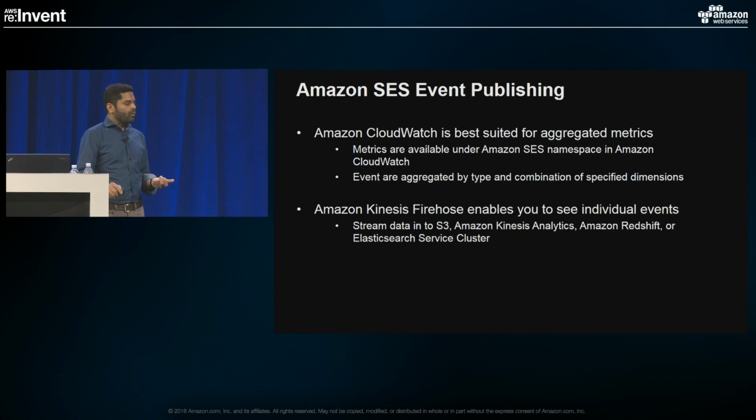You might want to know which one is better or which one you should choose. Amazon CloudWatch is great for aggregated metrics. You can use it to get 5-minute or 10-minute aggregated metrics for your campaigns. But with Kinesis Firehose, you will get each and every individual event. And from Kinesis Firehose, you can stream them into S3, Amazon Kinesis Analytics, Amazon Redshift, or Elasticsearch Service clusters. You will get it as a JSON object that you can intercept and interpret.